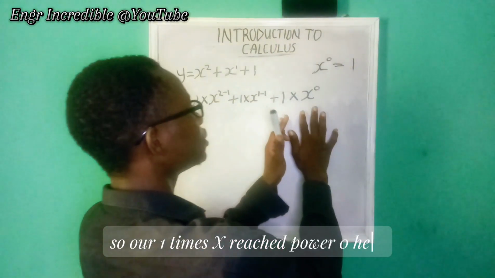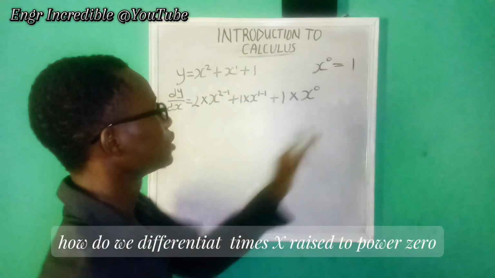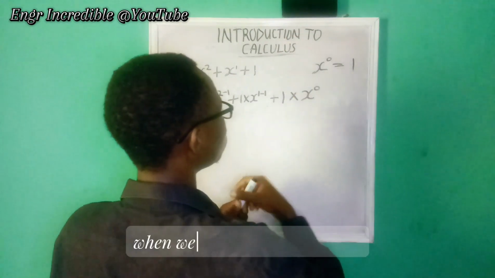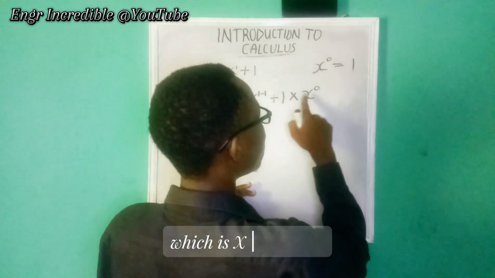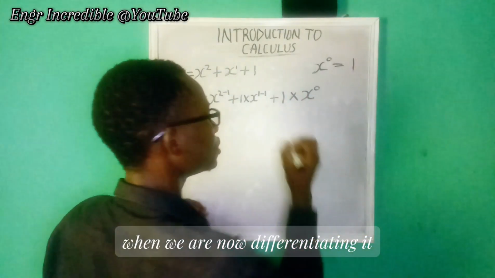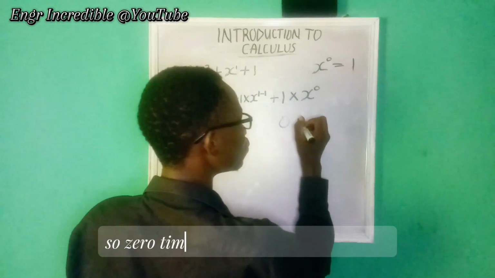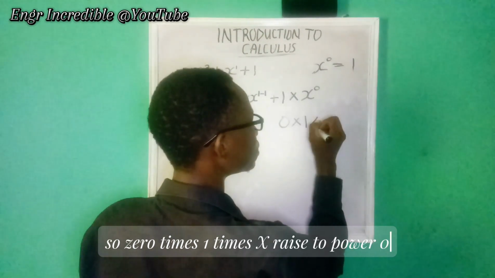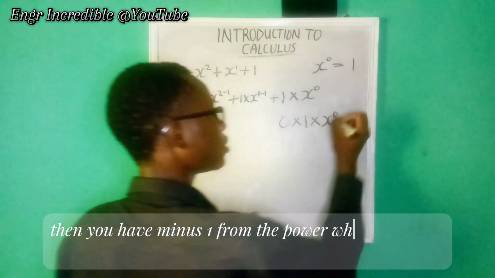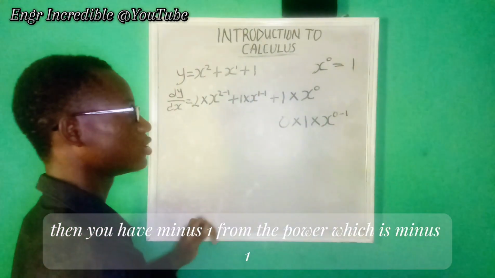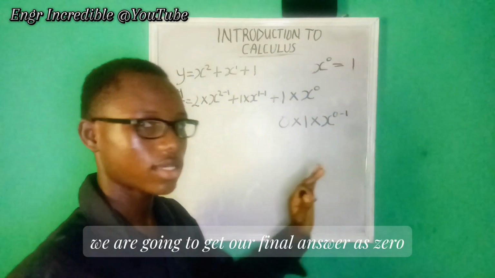So how do we differentiate 1 times x raised to power 0? When 1 multiplies this, it will still give us the same thing, which is x raised to power 0. When we are differentiating, we have the power multiplied by everything. So 0 times 1 times x raised to power 0, then you minus 1 from the power, which is minus 1. That is what happened in this place. So when we get everything together, we get our final answer as 0.